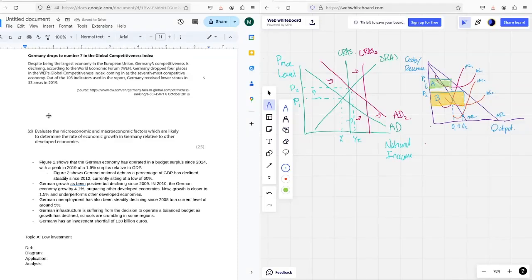This is a 25 marker from Edexcel Paper 3 for A-Level Economics. The question is, evaluate the microeconomic and macroeconomic factors which are likely to determine the rate of economic growth in Germany relative to other developed economies. I'm going to give you a walkthrough of how I would answer this question.